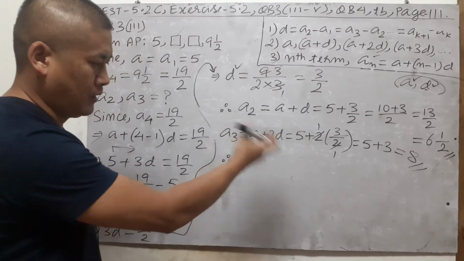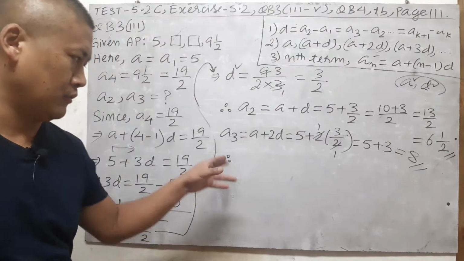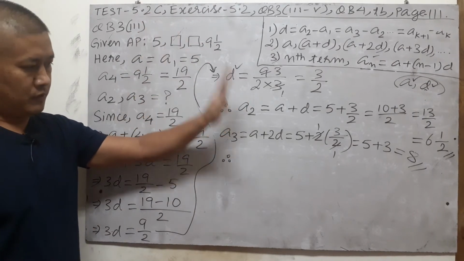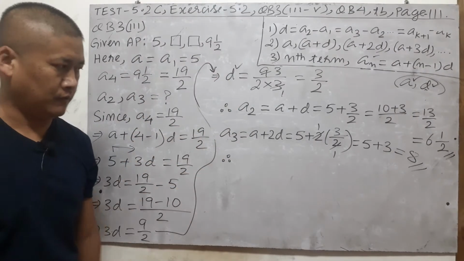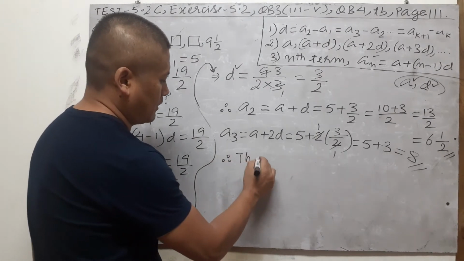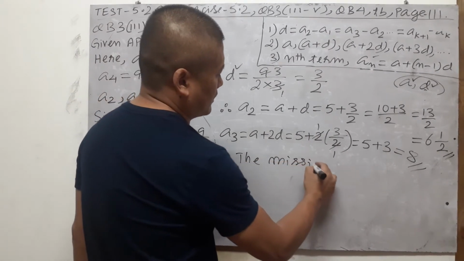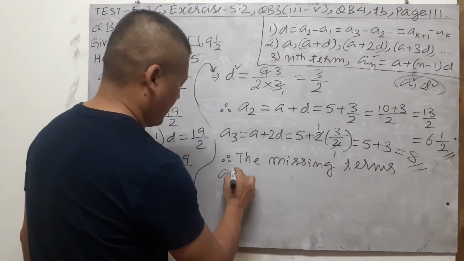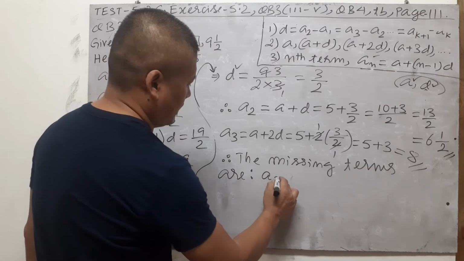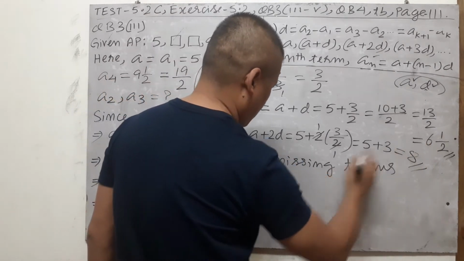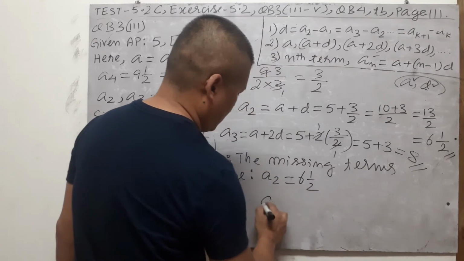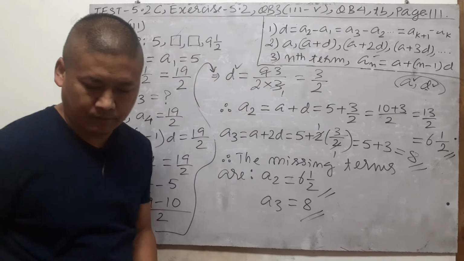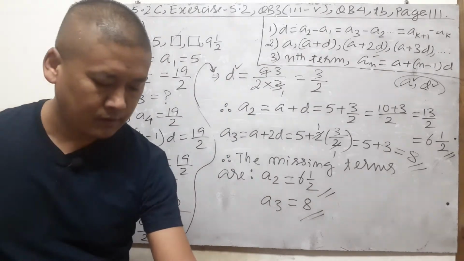Another method is there, which I have shown in the previous two questions, subheading 1 and 2, but from 3 I will just show this textbook's way of doing it. So the missing terms are A2, which is 6 1 by 2, and A3, which is 8. So 6.5. Yes, same as the textbook answer.